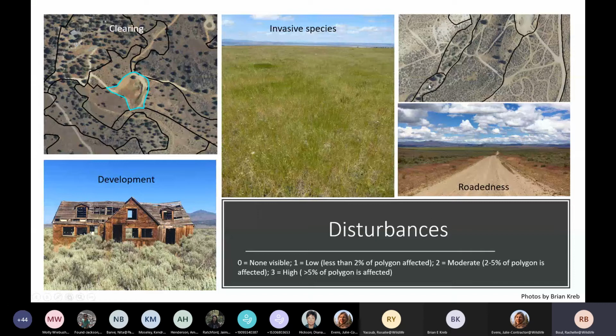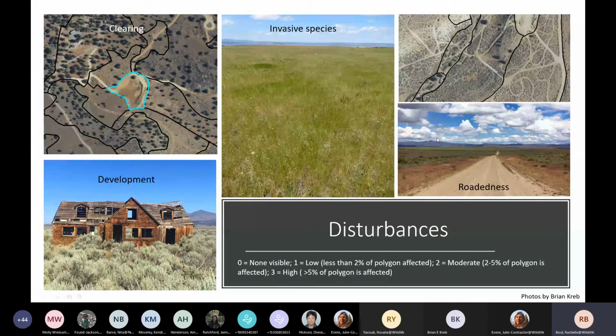And I have to say that a lot of the photos from this PowerPoint are from Brian Krebs with GIC, who takes some beautiful photos. And also Todd Keeler-Wolf provided many of these photos, in addition to a lot of our just field photos that we take during field sampling.